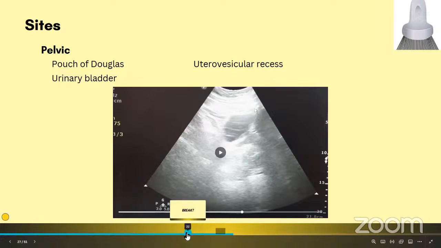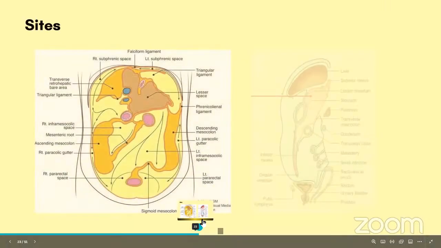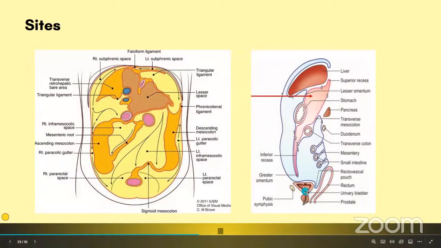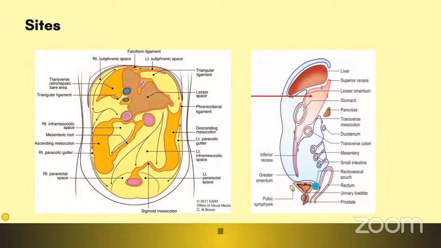Let me go to the schematic diagram for easy understanding. This is the rectum and this is the bladder. So this peritoneal covering forms a potential space which is called rectovesicular pouch of Douglas. Rectovesicular in case of male, and rectouterine because the uterus comes in between rectum and bladder here. So it will become rectouterine pouch.